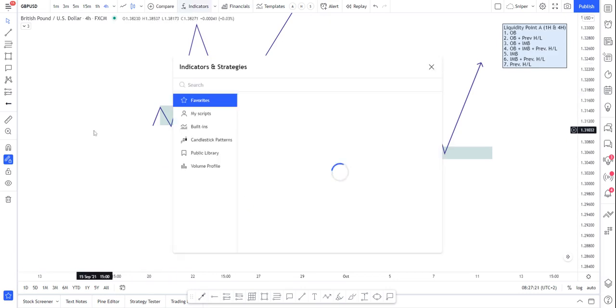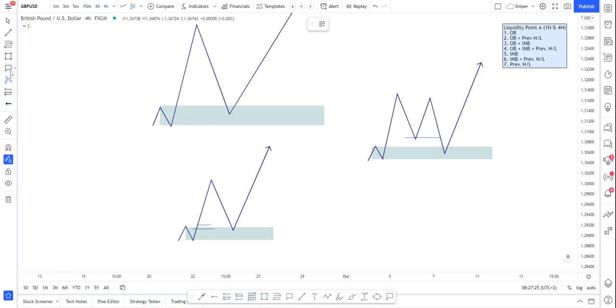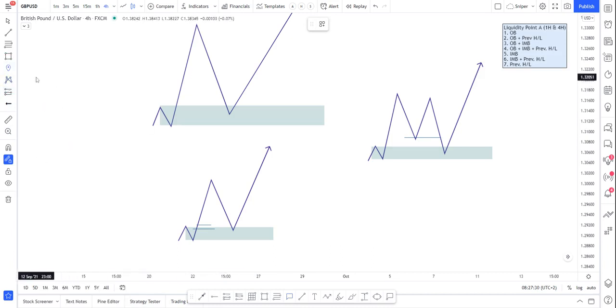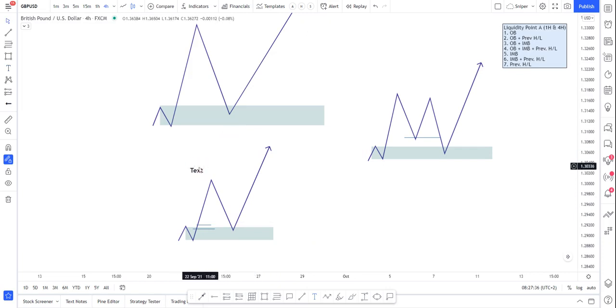We need to change this. Where is the text? Note. Oh, just normal text actually. Okay, I'm not going to do that now.